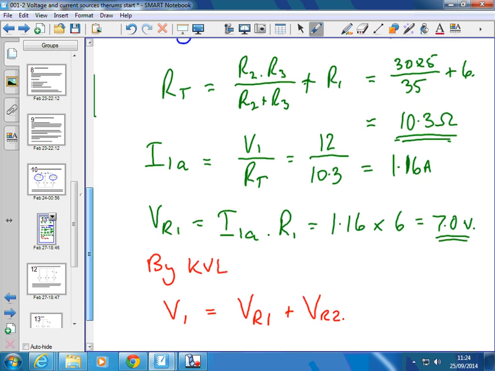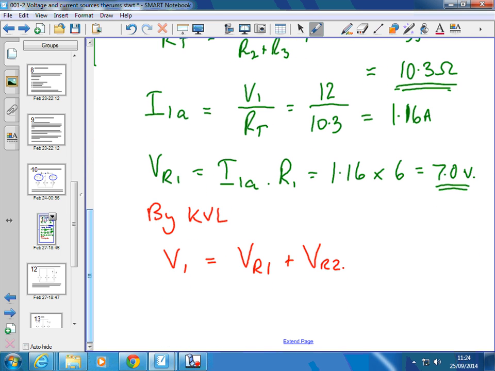And we've just calculated VR1. We know V1, so therefore if we rearrange that we can find VR2 is equal to V1 minus VR1. That's the 12 volts minus 7 equals 3 volts. Alright with that?